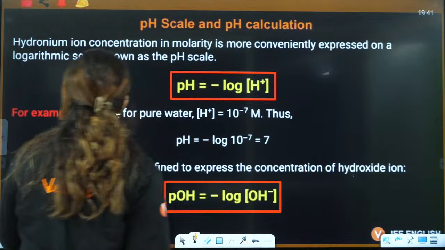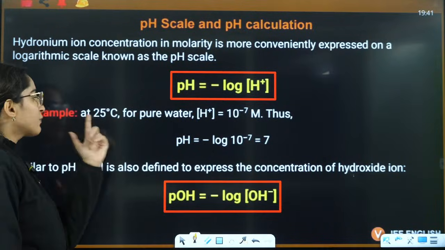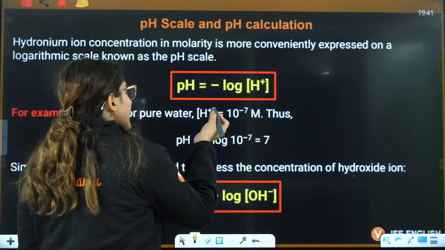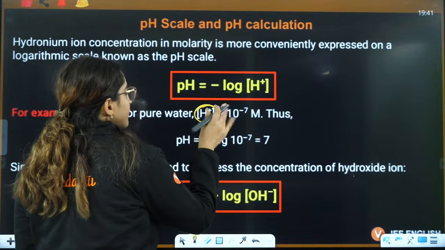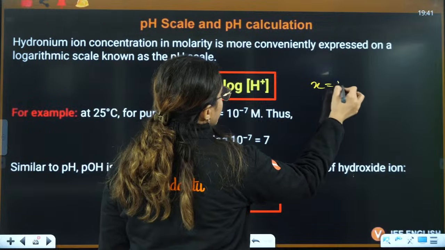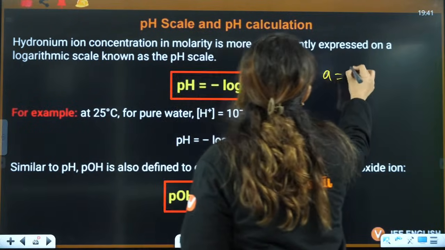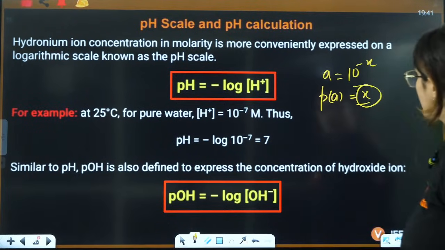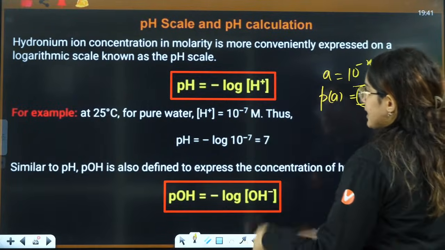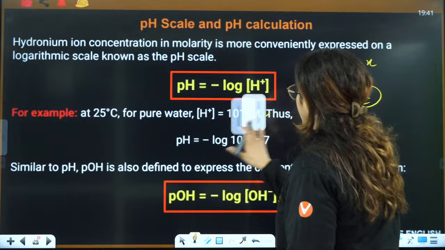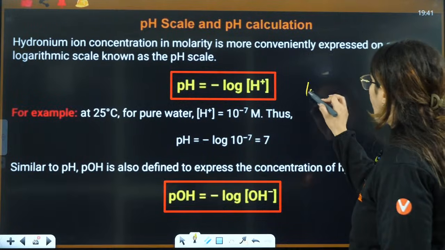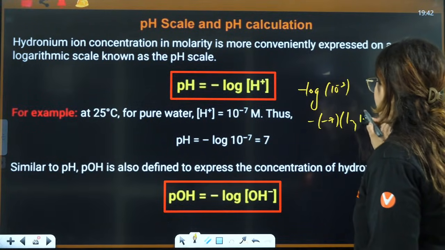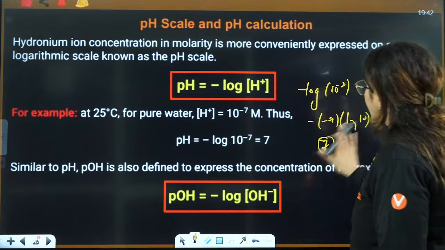Now, example is for pure water at 25 degrees Celsius, H positive concentration is 10 raised to power minus 7. I told you, whenever A is equal to 10 raised to power minus X, then P of A is equal to X. So H is given to be 10 raised to power minus 7, so this 7 is going to be the pH. Right? Or you can just solve this as well. Take minus log of 10 raised to power minus 7. Minus of minus 7 log base 10 of 10 is 1. So it will become 7. Right?